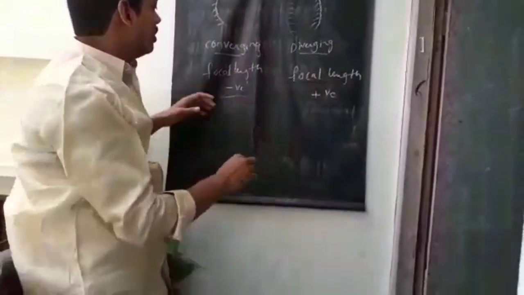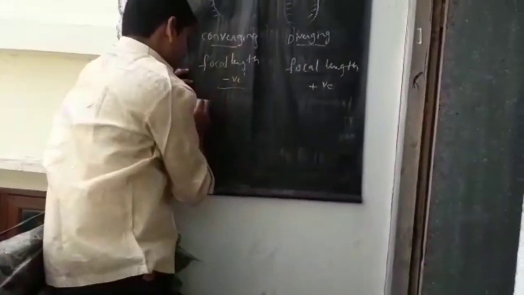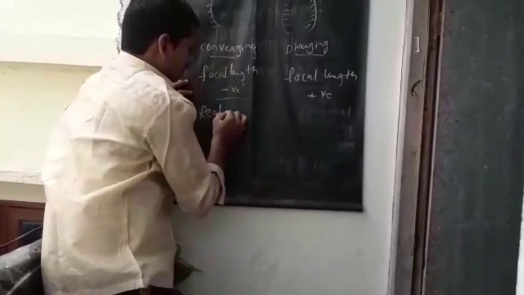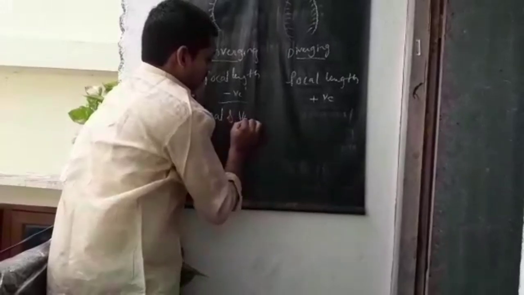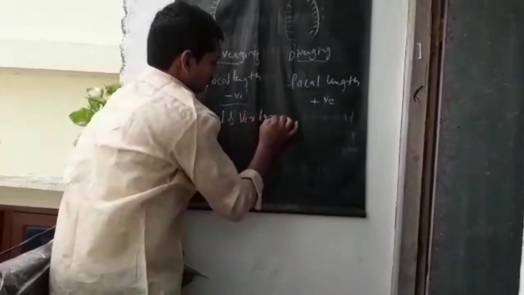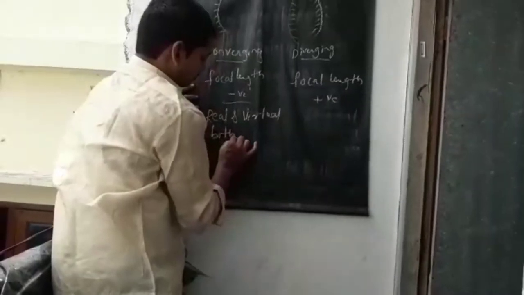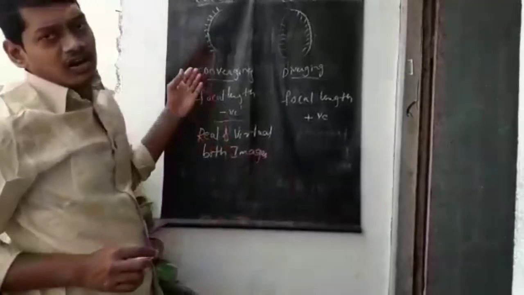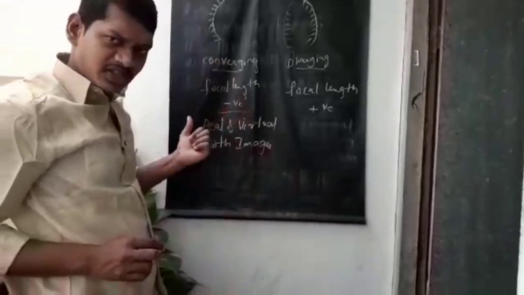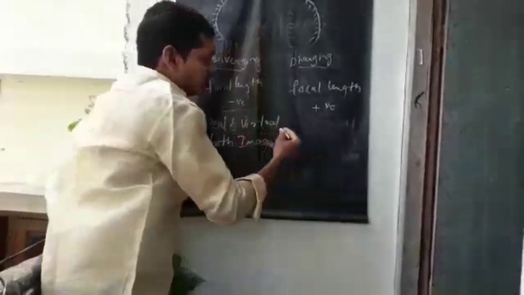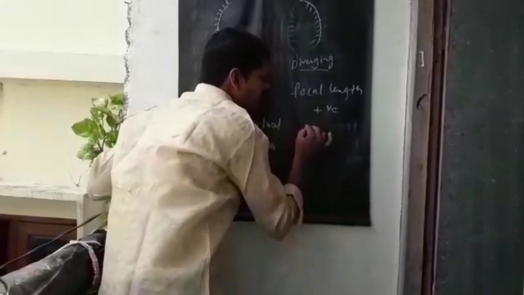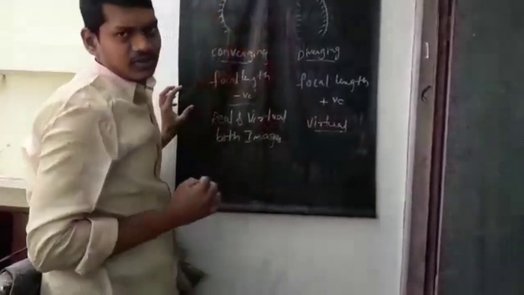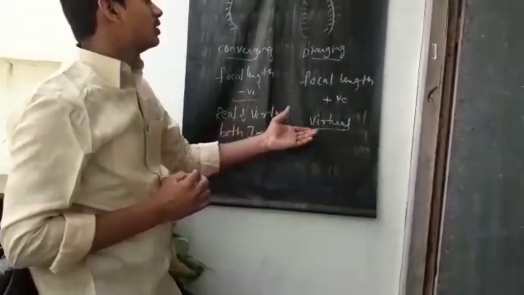And in a concave mirror we can get the image both real and virtual. In a concave mirror, both real image and virtual image can be obtained. But in the case of a convex mirror, only a virtual image.